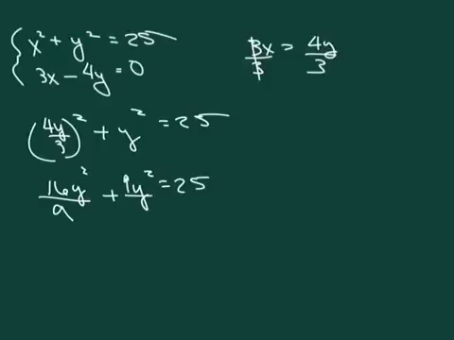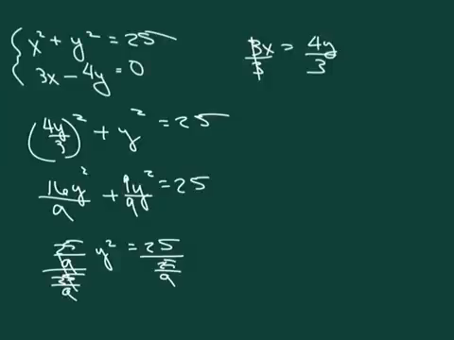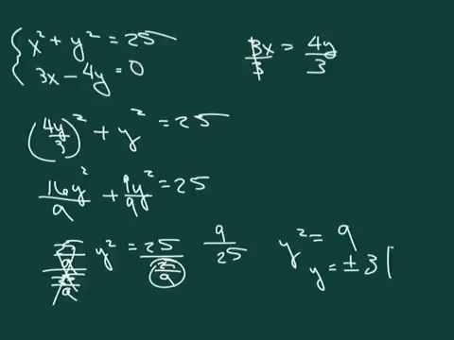We make this a 9y squared over 9 in order for it to have a common denominator, which gives me 25 over 9 y squared equals 25. Invert and multiply, or basically divide both sides by 25 over 9. That goes away. Invert and multiply, and y squared equals, our 25's cancel, it gives me 9, so y equals plus or minus 3.